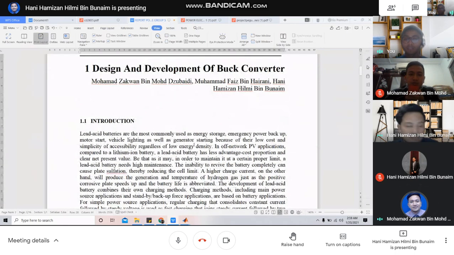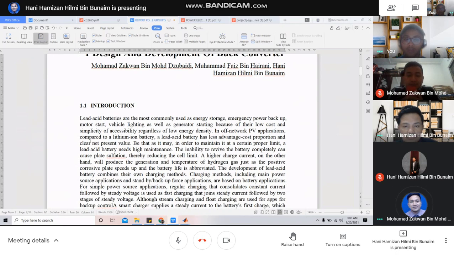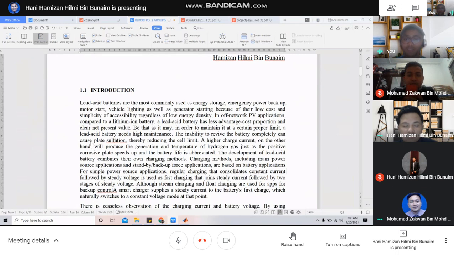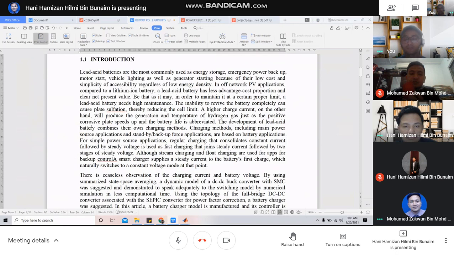Okay, my name is Mohd bin Hairani. Our group chose to do the project about a buck converter. For the introduction, lead acid batteries are the most commonly used as energy storage, emergency power backup, motor start, vehicle lighting, as well as generator starting because of their low cost and simplicity of accessibility, regardless of low energy density. In off-network PV application, compared to a lithium-ion battery, a lead-acid battery has less advantage in cost, proportion, and clear net present value. That's why we use this title for our project.